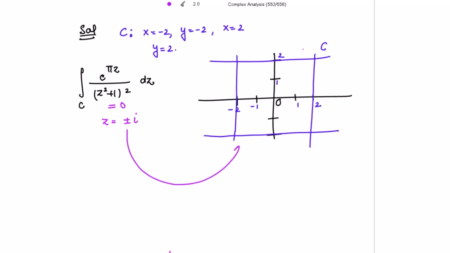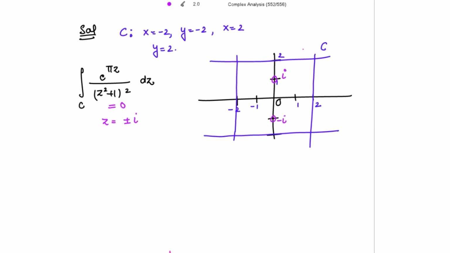Do these 2 points lie inside this square? Yes, they do, because what is z equal to iota? It is 0 plus iota, 0 plus 1 iota. You can also write this as (0, 1). So (0, 1), that is this point. This point is your iota. Similarly, negative iota is this point, right? So both the points lie inside this square. So we can use the Cauchy's integral formula for both these points.